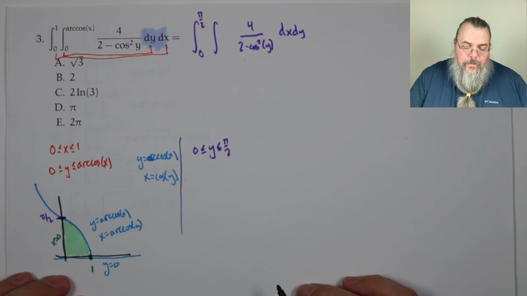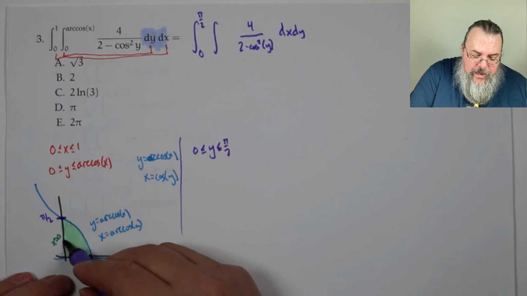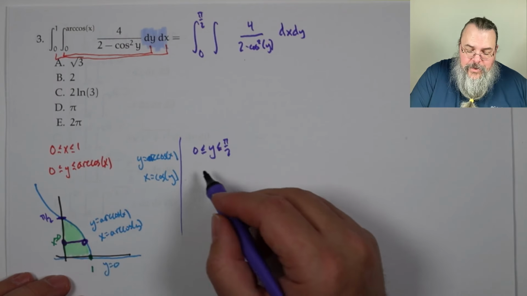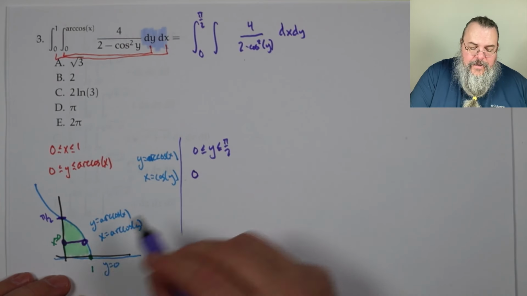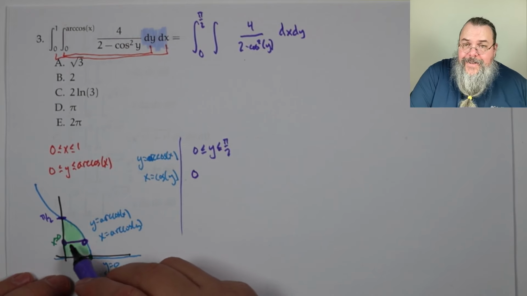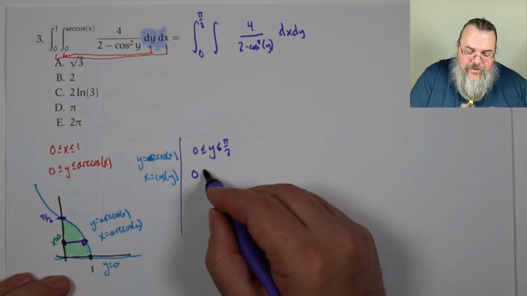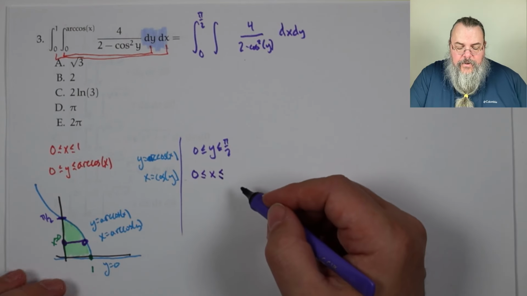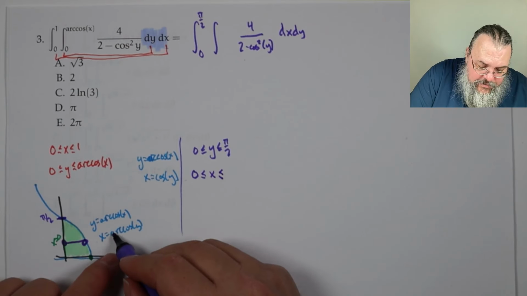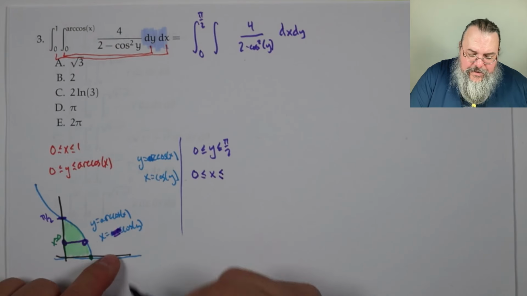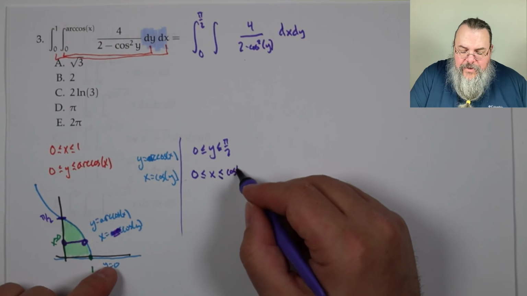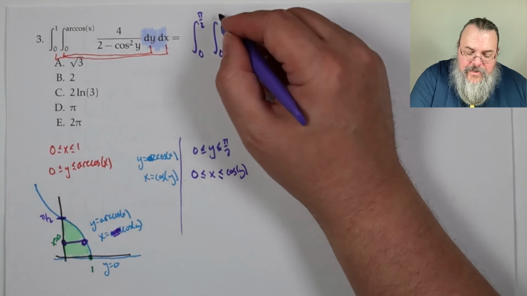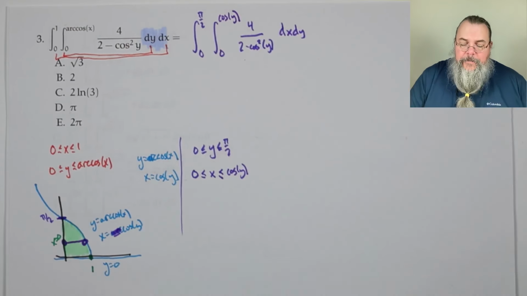Now think about a fixed value of y, and where do you go between? Well, you go from 0 on the low end, left, to the high end on the right. So 0 ≤ x ≤ ... why did I write x equals arc cosine y? I'm so sorry. I should have written x equals cosine y, up to cosine y. So that's our bounds here, 0 to cosine y.